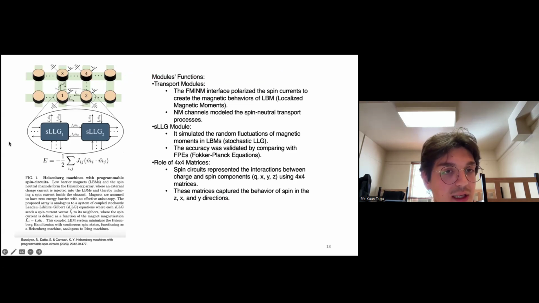Here in figure 1, we can see the Heisenberg machine with programmable spin circuits. Here there are many low barrier magnets and the spin neutral channels form the Heisenberg array, where an external charge current is injected into the LBMs. So for each individual LBM, we inject the external charge current. And the models in the functions are transport models, SLLG models, and arrays of 4 by 4 matrices, as we said earlier.